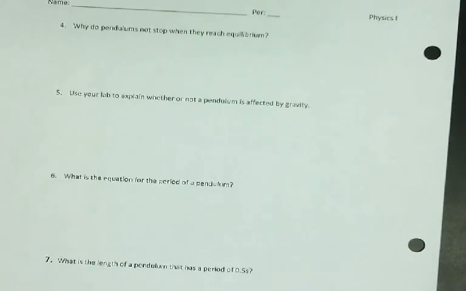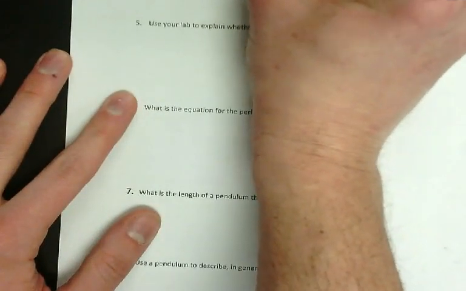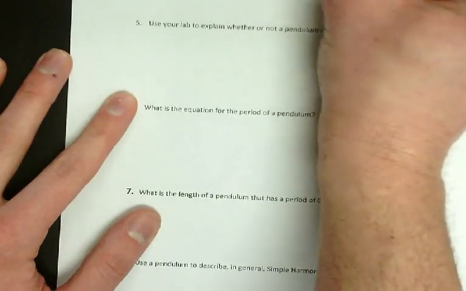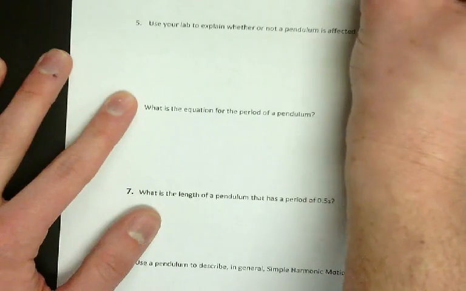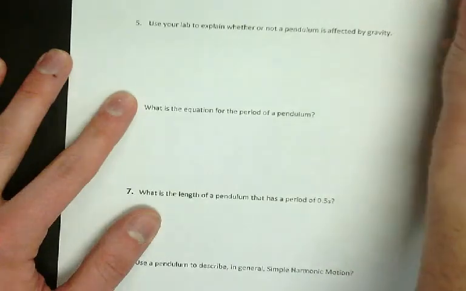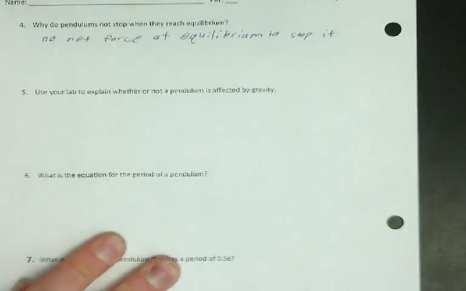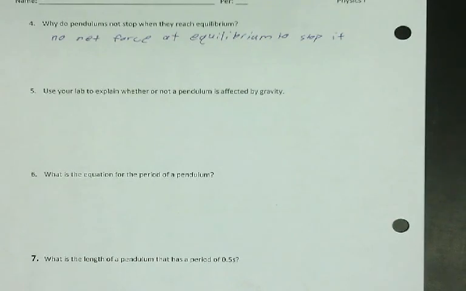Pendulums do not stop when they reach equilibrium. The reason is we said the force is 0 at equilibrium. If there's no force, there's nothing to stop it. So there's no net force at equilibrium to stop it. Okay, so it keeps going.